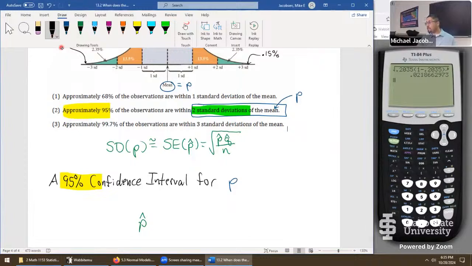Then we're going to add and subtract a certain value. The number 2, that's our approximation. We're going to make that a little bit more accurate. Add or subtract 2. We can't put in the actual standard deviations, so we put in the standard error instead. SE p hat. So this is the 95% confidence interval for p.